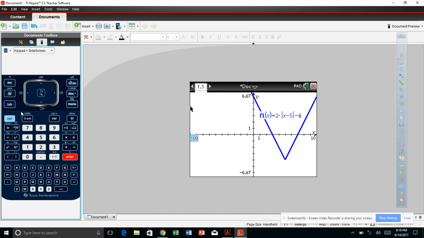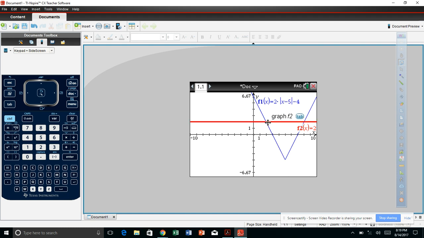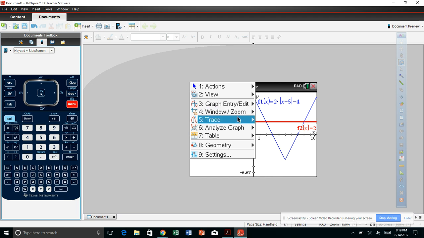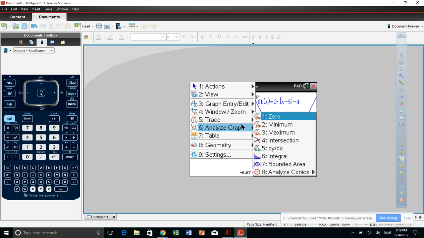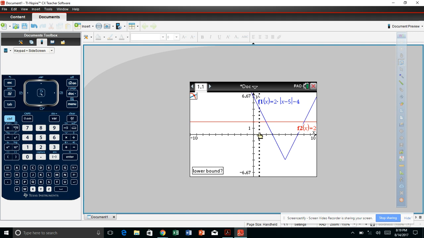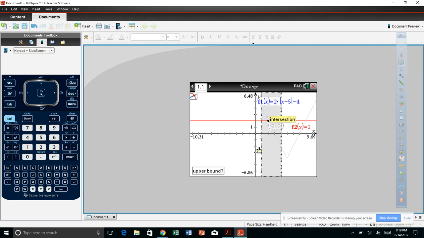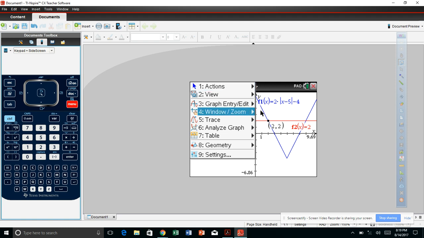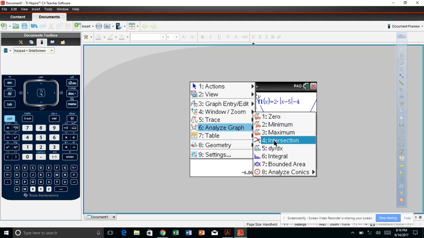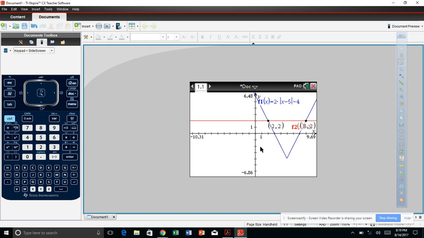Now, we'll press tab here, and we'll graph y equals 2, so we'll just put 2 there, enter, and then you'll notice that you have an intersection here and an intersection there, and let's see, we'll find those. Menu, 6, 4, and then we'll graph that. There it goes. And then there you go. So there's your 2 points of intersection, (2, 2) and (8, 2).